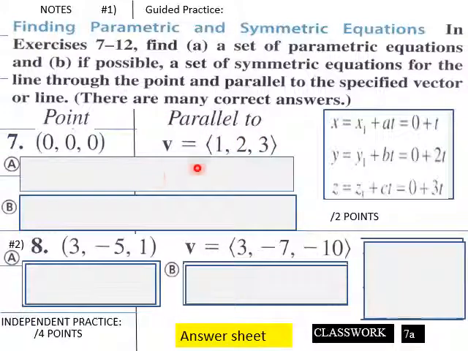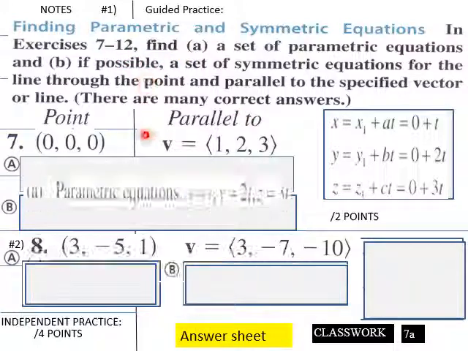So our first step here is x equals x1 plus at, which is 0 plus 1 times t. So x1 would be 0 plus 1t, and then y would be y1 plus bt, so it'd be 0 plus 2t, and then z would be z1 plus ct, which is 0 plus 3t. So here are our parametric equations, a set of parametric equations.